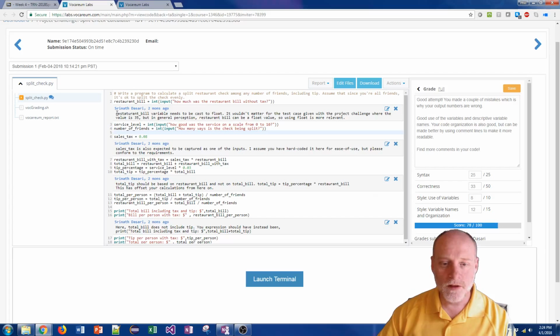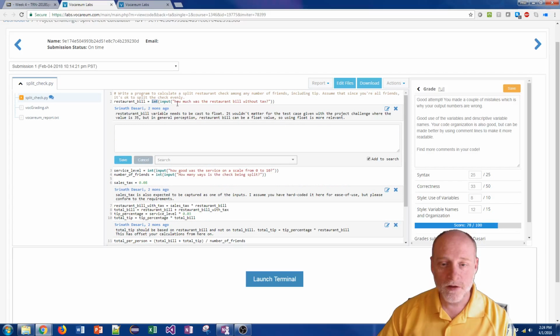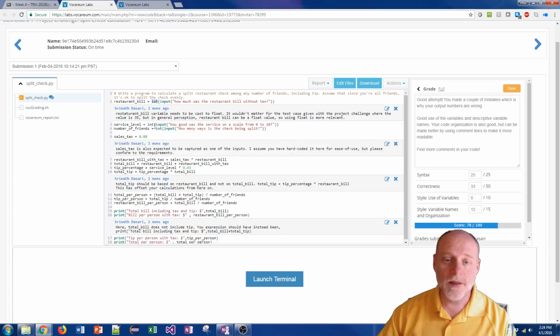Here, you'll see the grader left a comment: restaurant bill variable needs to be cast to a float. It wouldn't matter for the test case given with the project challenge where the value is 35, but in general, restaurant bill can be a float value, so using float is more relevant. This is a great comment here. So the student is casting the input to an int, and that could cause problems if the actual restaurant bill was not a whole number of dollars.